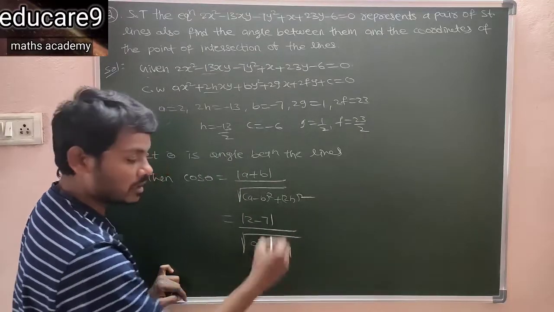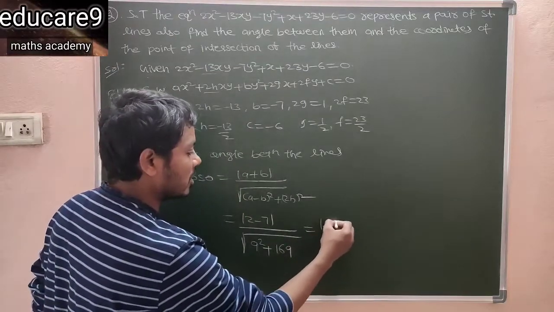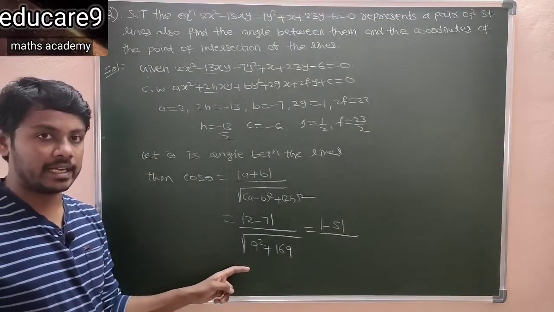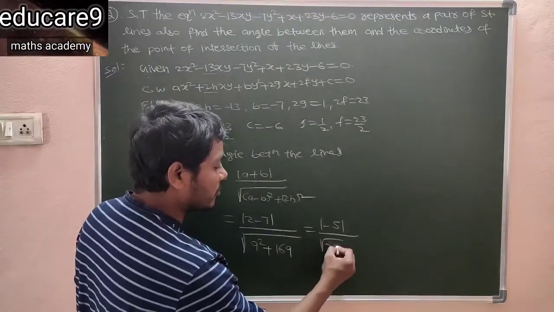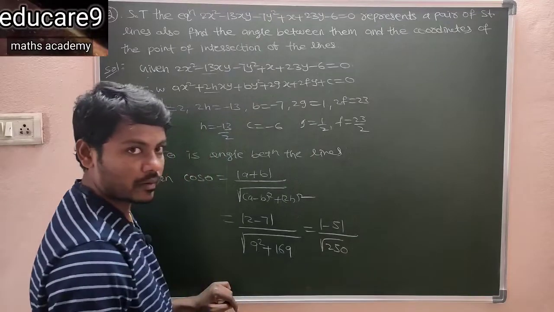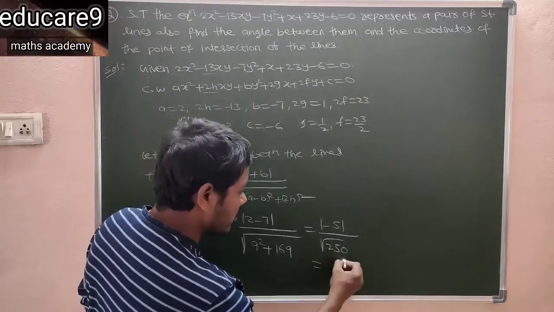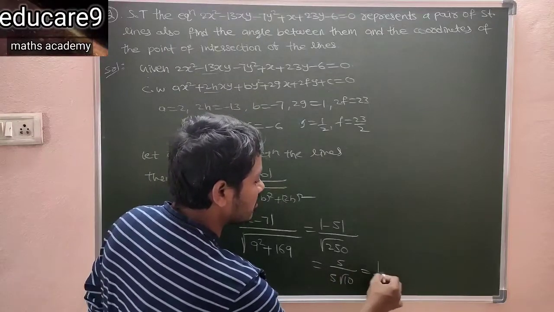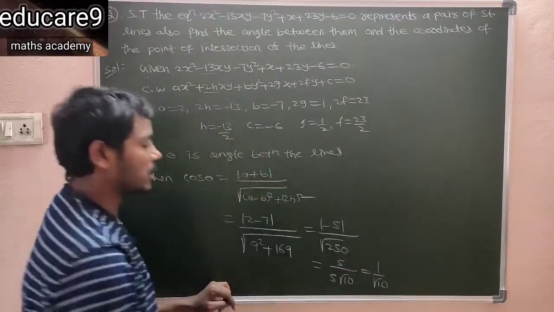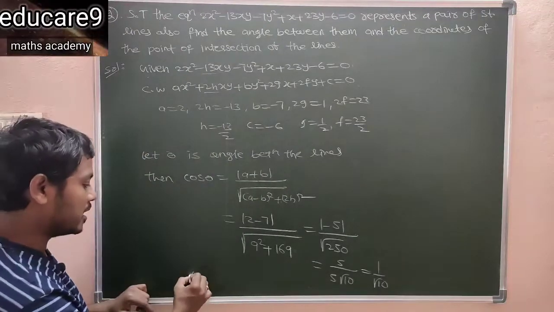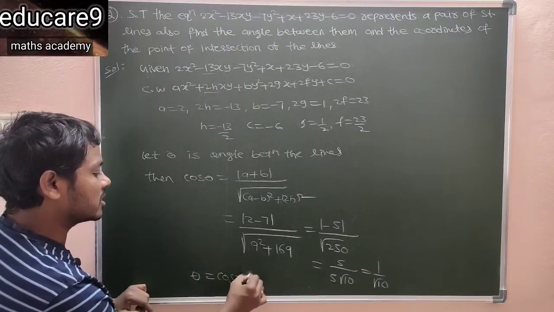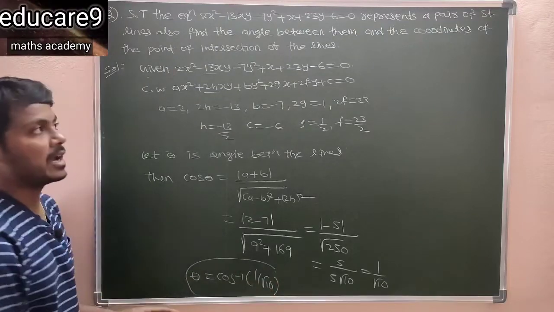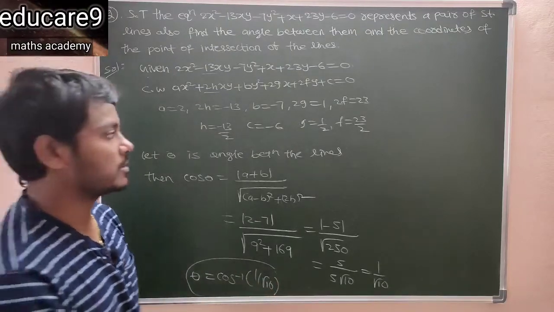That is 169. So this is modulus of minus 5 divided by 169 plus 81. That is square root of 250. Okay, so this is 5 by 5 root 10. This is 1 by root 10. So therefore theta is equal to cos inverse of 1 by root 10. So this is the angle between the two straight lines.